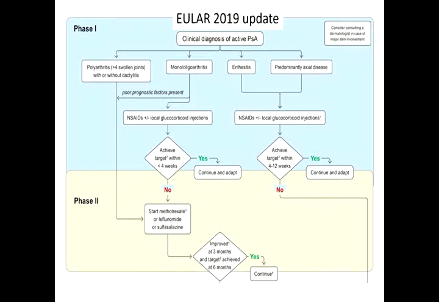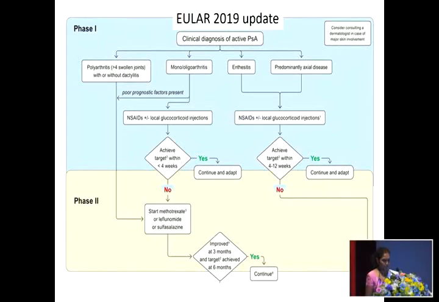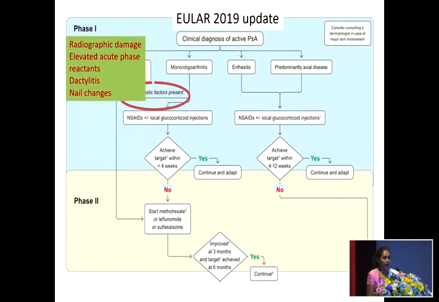So if the patient improves with NSAIDs and local steroid injections, you can continue with that from time to time, whenever the patient gets symptoms. But if the patient is having poor prognostic signs, like high inflammatory markers like ESR, CRP elevation, radiographic damage, dactylitis, nail changes, those are bad prognostic features like high disease activity, then you have to move on to conventional synthetic disease modifying drugs.